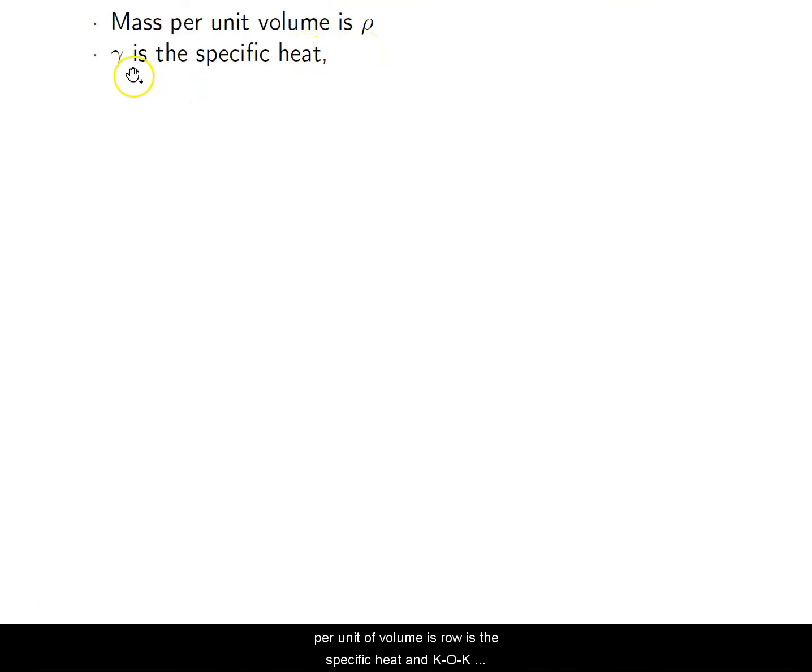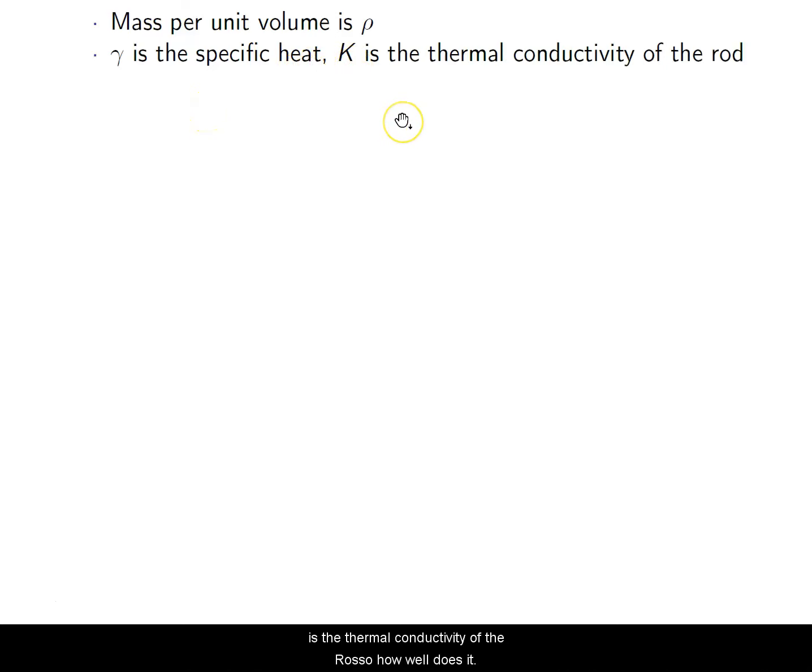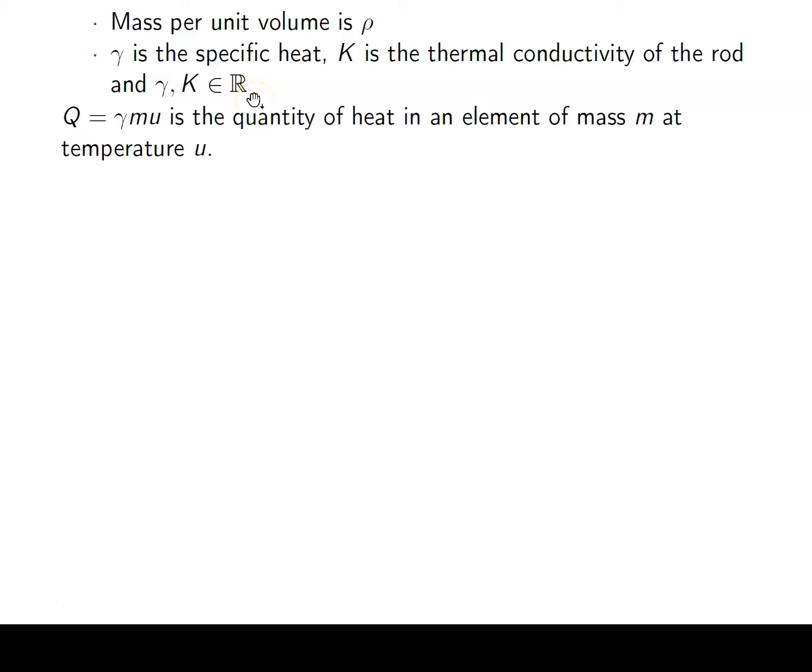Gamma is the specific heat, and capital K is the thermal conductivity of the rod. So how well does it conduct heat? And gamma is the heat being applied, or the heat at the time. Gamma and K are constant real scalars. So Q, which equals gamma times mass times our function u, is the quantity of heat in an element of mass m at temperature u.